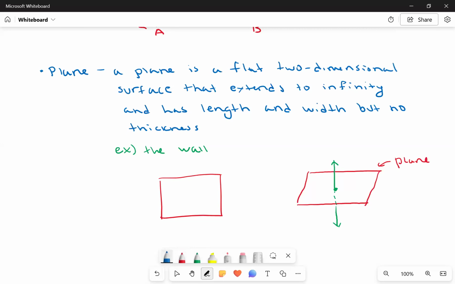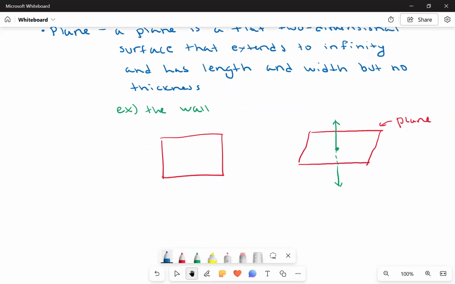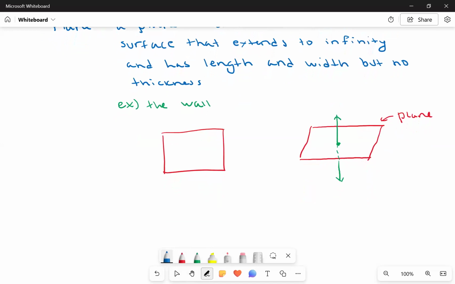Now, this spills right into the concept of angle. So an angle is formed by two rays with a common endpoint.